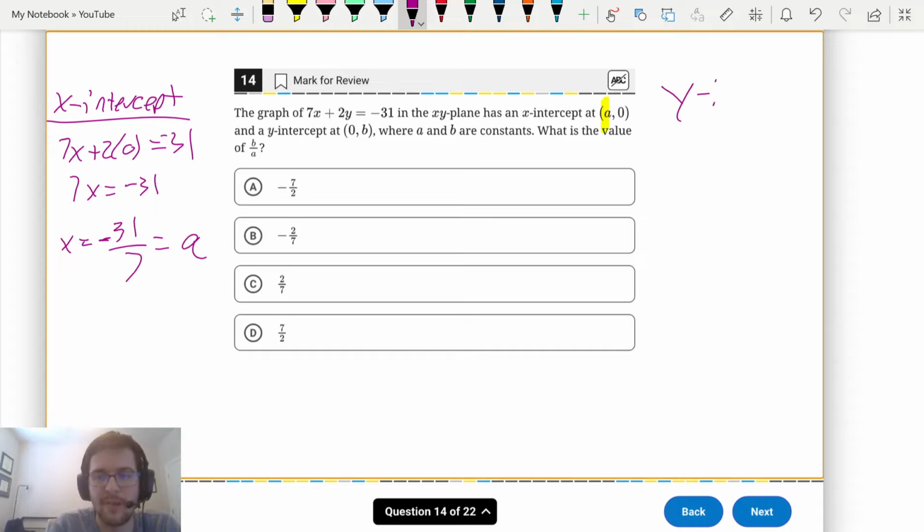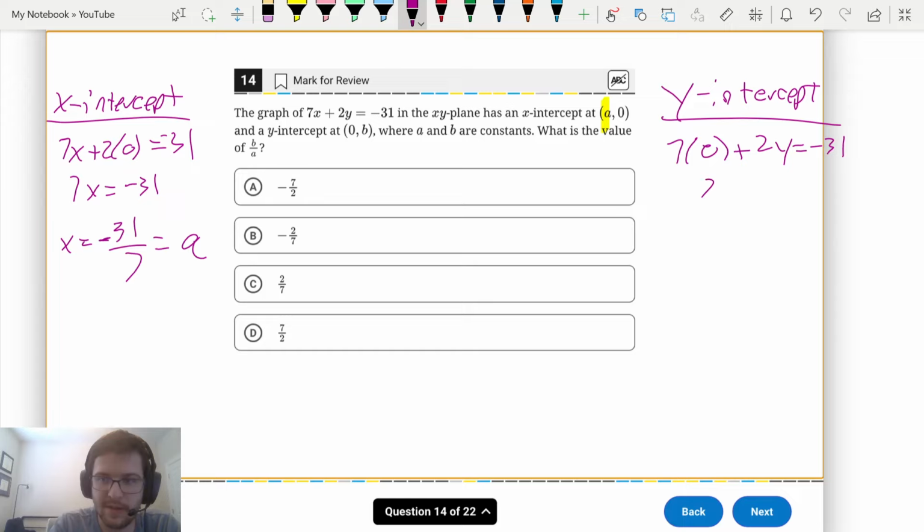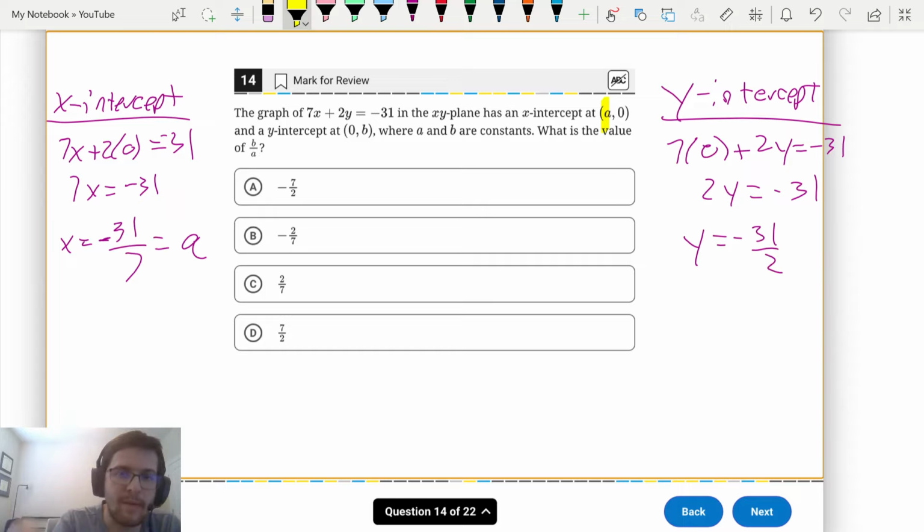For the y-intercept, remember we plug in x equals 0. So we get 7 times 0 plus 2y equals negative 31. So 2y equals negative 31, so y equals negative 31 over 2. And remember, they called the y-intercept b, so we'll call it b as well.